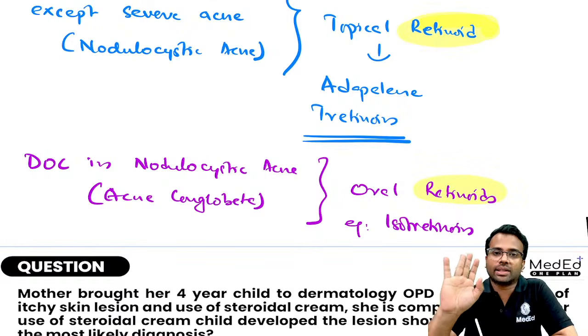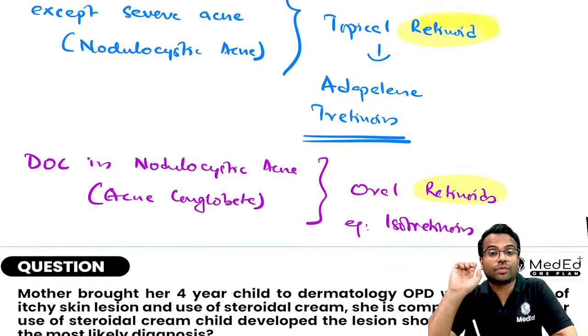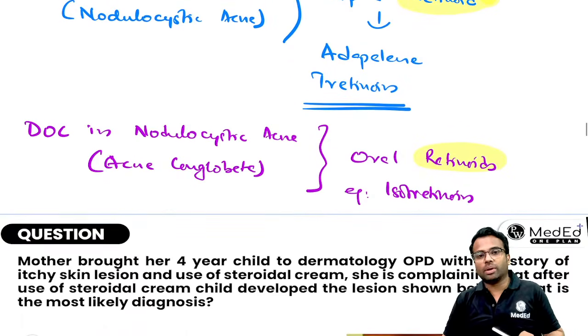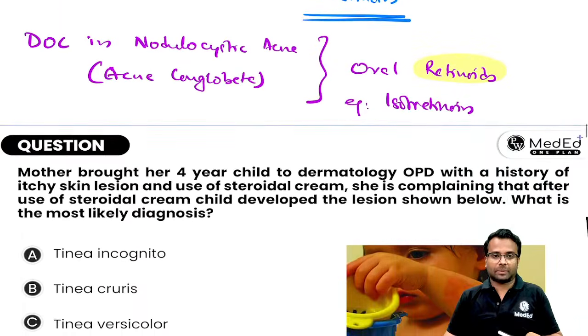Go for a topical agent in every type, but when it is very severe, at that time the topical agent may not work, so just go for an oral retinoid. That is a simple explanation for this. So please remember the names of retinoids.